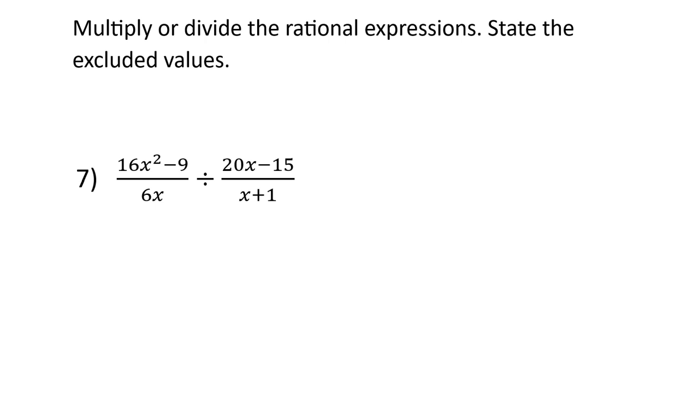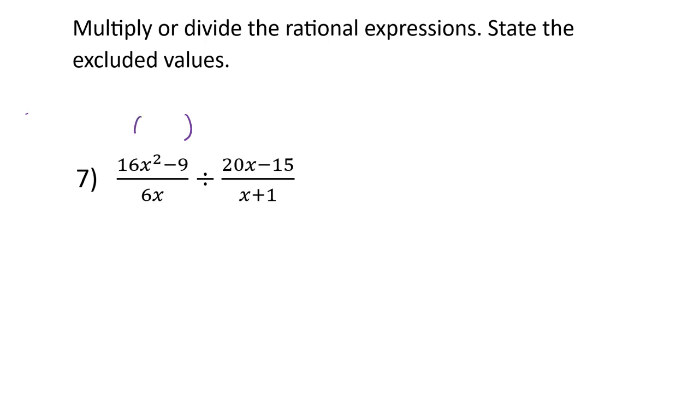Our next division problem, our first one in the numerator, we have 16x squared minus 9. Looking at that, there's two terms. 16 and 9 don't have anything in common, but 16x squared is a perfect square, 9 is a perfect square, and we have a minus sign. So that tells me that's a difference of squares.